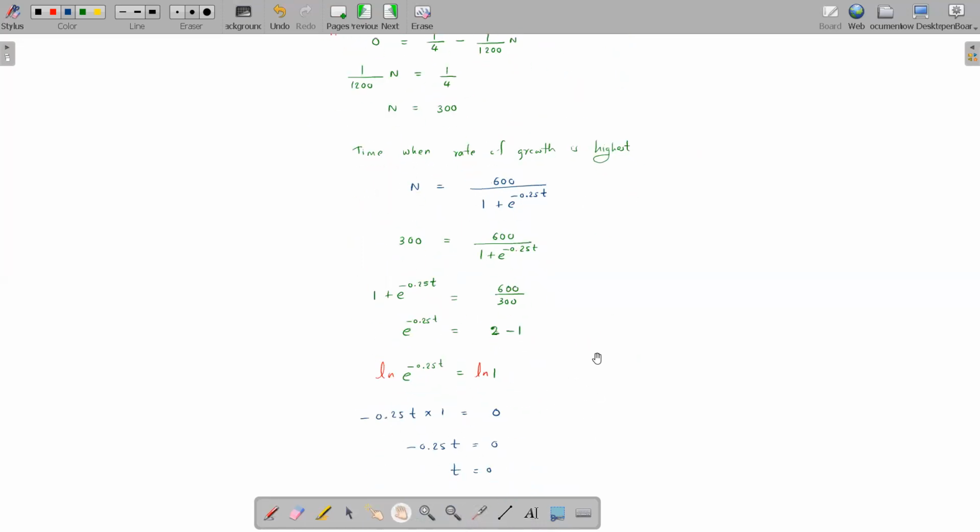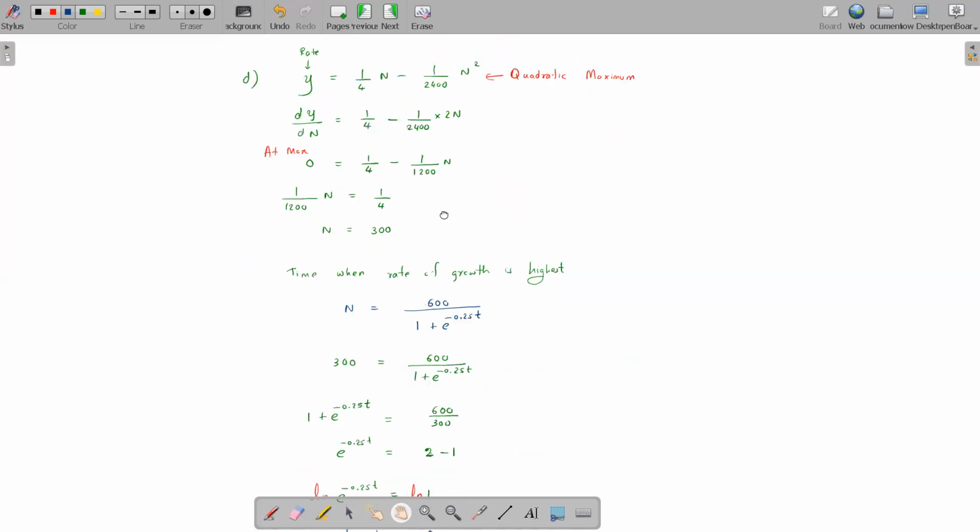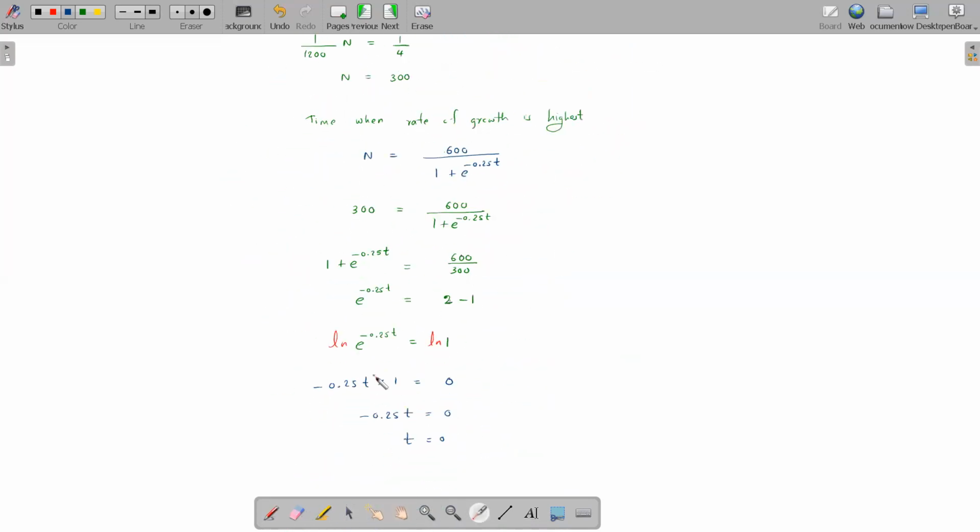Because in the first question we found at time 0 n is 300, so vice versa, if n is 300, time should be 0. If you can think of that at that moment, that's really good. Even I did not think of it. So you can come from here to here directly without going through all this working. So the highest rate of population increase is at the beginning, at time 0, okay?